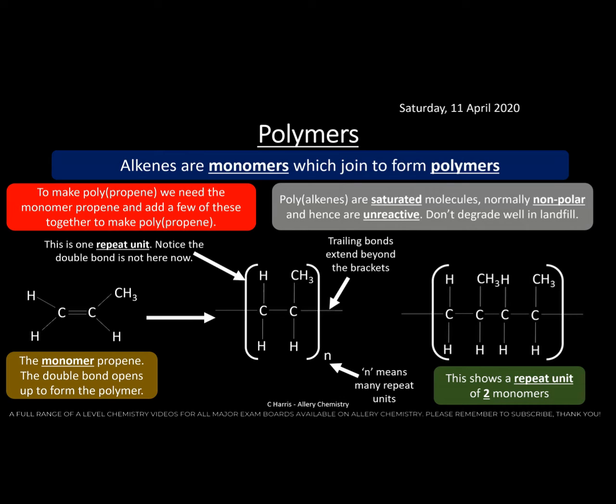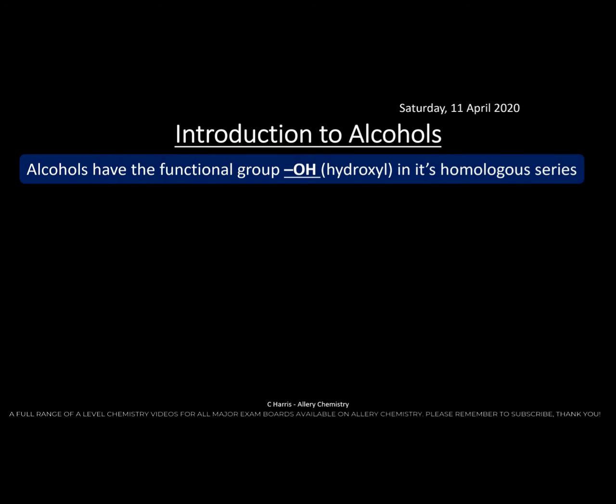They don't have any double bonds in there, so they're classed as saturated. They're normally non-polar, so they're not very reactive. That could be a good thing because they're durable and last a long time, but not so good if you want them to degrade at the end of life. So there are issues regarding that, but like I say, scientists are developing ways in which we can develop more environmentally friendly polymers. Okay, so let's look at another family, another homologous series, and this one's alcohols. So alcohols contain an OH group, also known as hydroxyl, and that's in its homologous series.